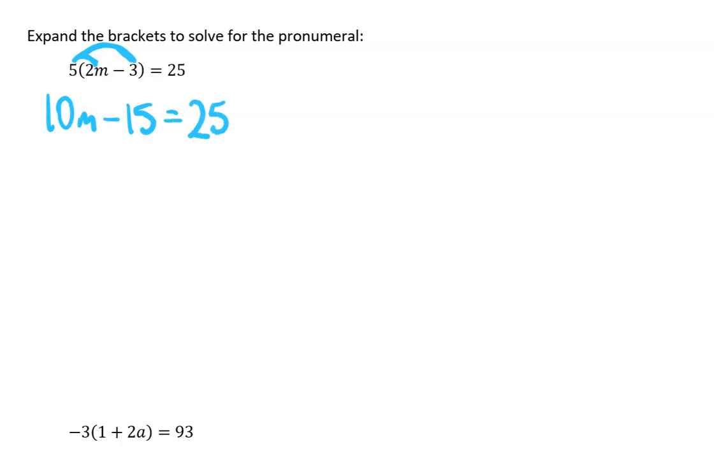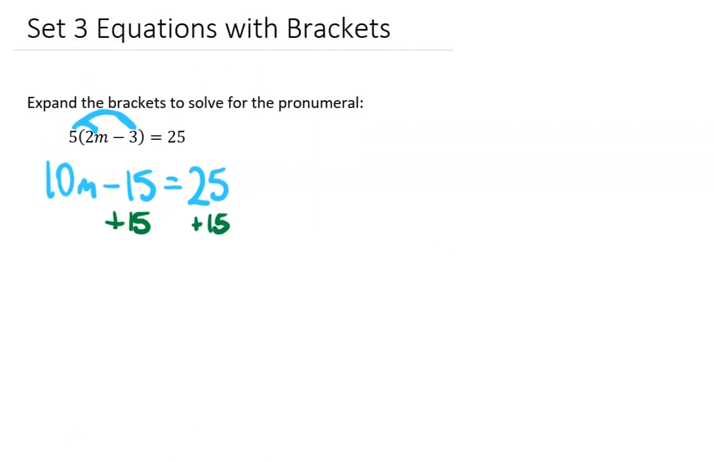Now, I haven't actually done anything yet. All I've done is expand the brackets. I haven't changed either side yet. All right, to solve this, we are going to need to remove this minus 15. So I'm going to add 15 to the left-hand side, and I'm going to add 15 to the right-hand side. That will get rid of my 15. All right, on the left-hand side, I'm left with 10m. And on the right-hand side, I've got 25 plus 15 is 40.